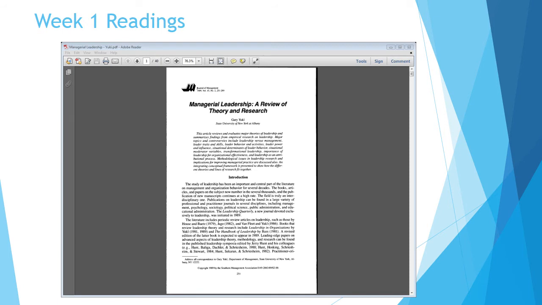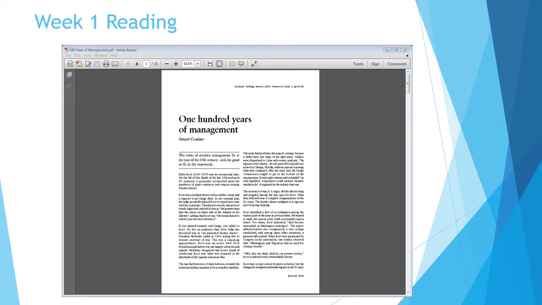We also have an article by Gary Yukl, who's considered one of the leading researchers in business leadership, called Managerial Leadership: A Review of Theory and Research. And we have 100 Years of Management, again, which is kind of an overview. This is taken from the Business Strategy Review of 2008. And again, it's another person's perspective on the history and evolution of management theory and practice.